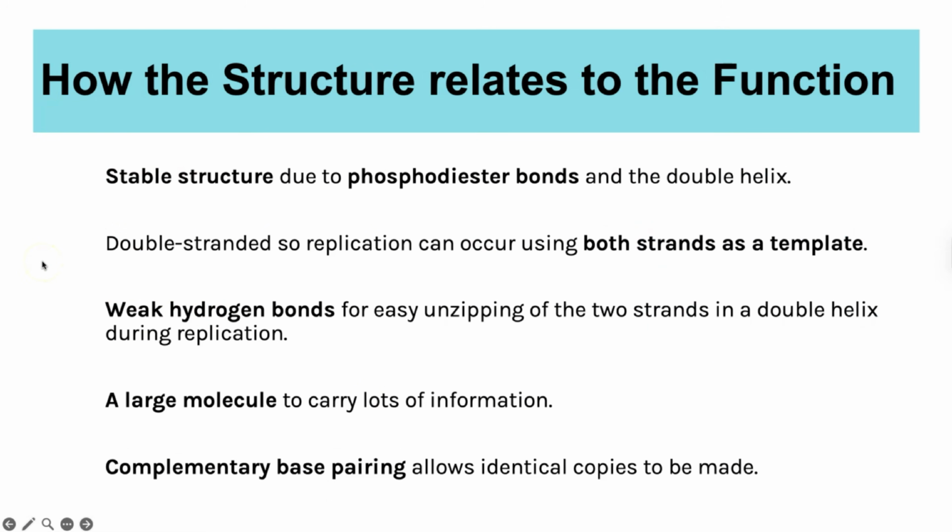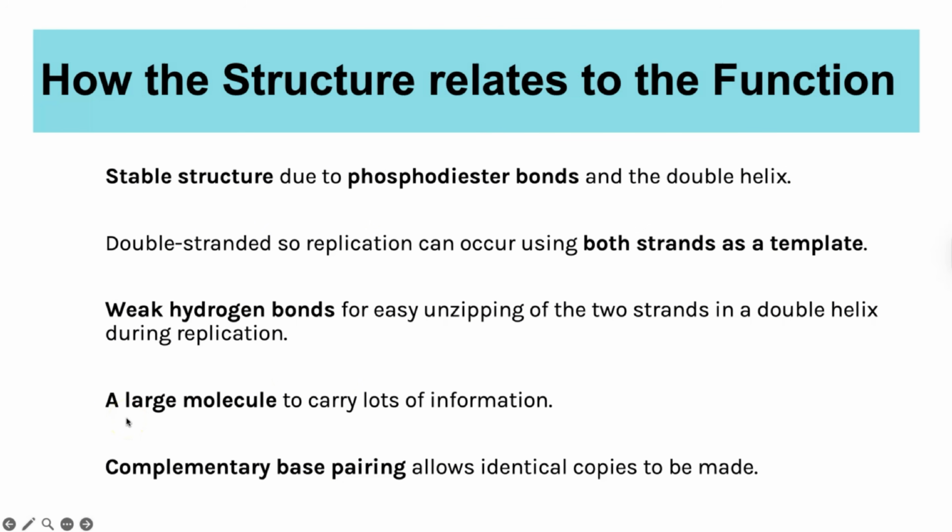So it's a very stable structure due to the phosphodiester bonds in the double helix. This is talking about DNA. The double strand means that when DNA replication occurs, both strands can act as a template. The hydrogen bonds between the 2 strands are quite weak, which is actually beneficial because it means they can be easily broken. So again, the 2 strands can separate and both act as a template during DNA replication.